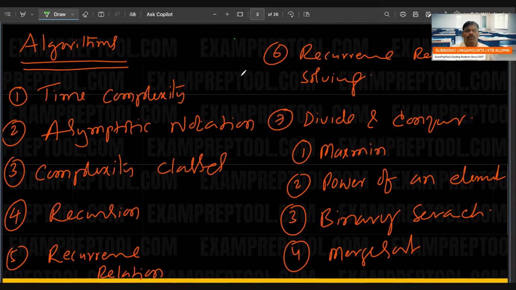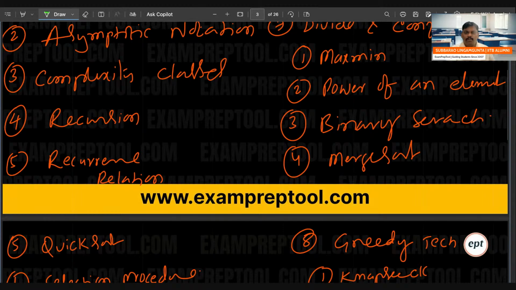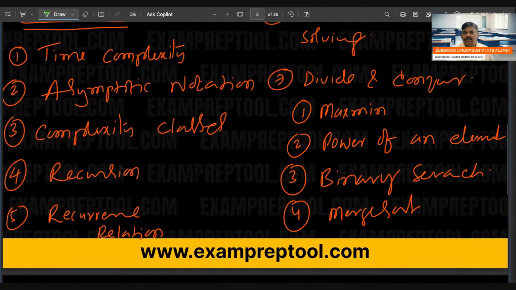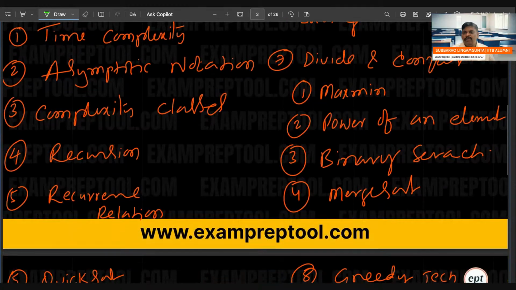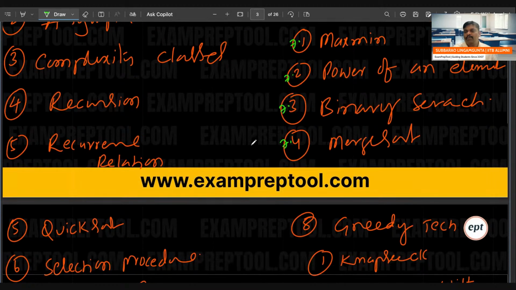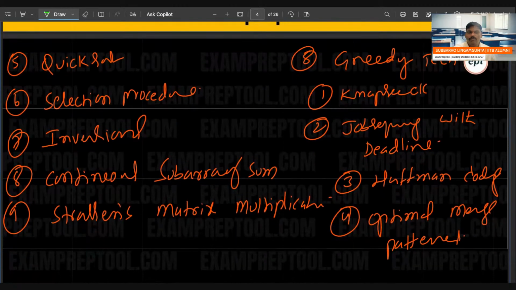Algorithm: first one, time complexity. Second one, asymptotic notation. Third one, complexity classes. Fourth one, recursion. Fifth one, recurrence relation. Sixth one, recurrence relation solving. Seventh one, divide and conquer. In that, 7.1 is max min, 7.2 power of an element, 7.3 binary search, 7.4 merge sort.